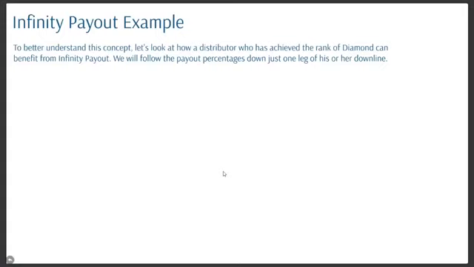So we're going to follow the payout percentages down just one leg of this diamond's downline organization. And remember, in order to be a diamond, you have to have 6 personally enrolled distributors, and at least 3 of them have to be on your front line. So a diamond would have at least 3 legs, but we're just going to look at one leg and how infinity payout works down just one leg. And then I promise I'll give an example of what it looks like for a typical diamond organization.